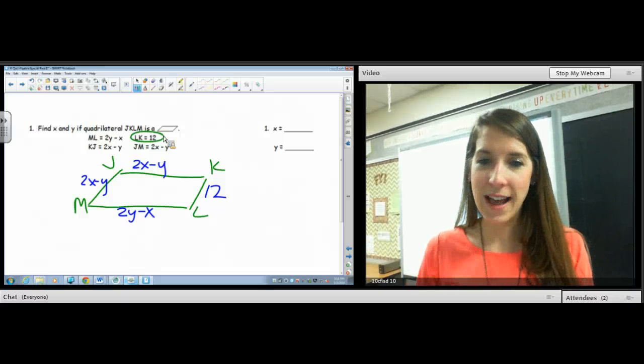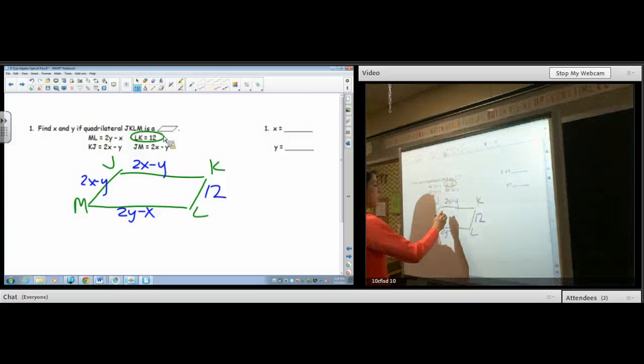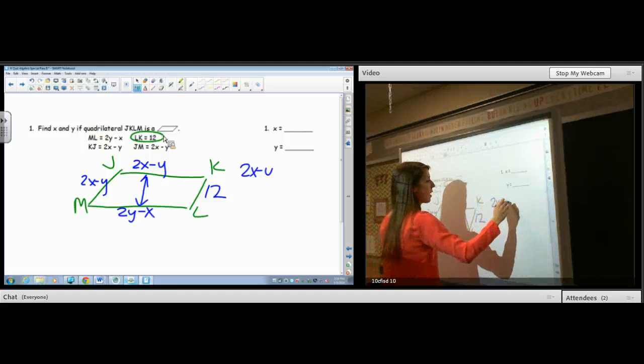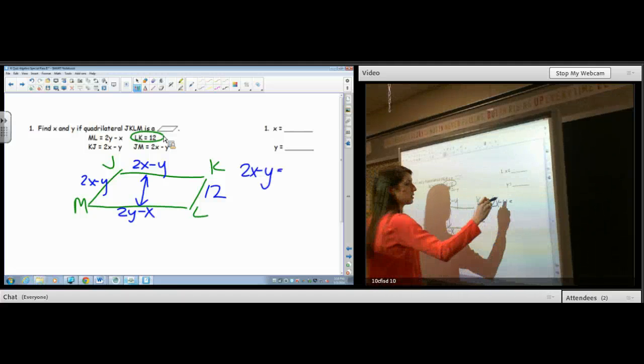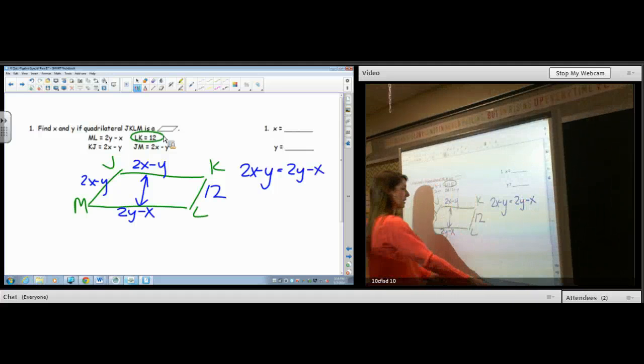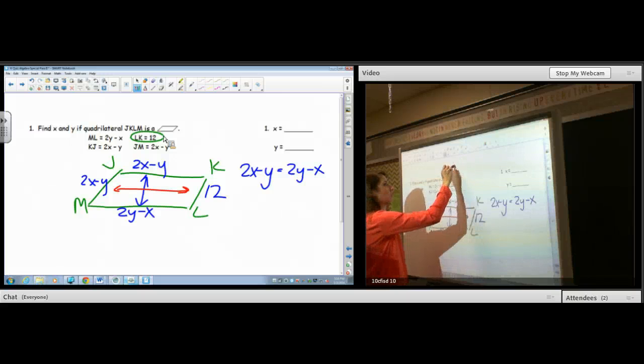But we're not looking for the sides. We're looking for x and y. So let's see what we can come up with. So I'm going to set opposite sides equal. So 2x minus y equals 2y minus x. And then I'm going to, in a different color, set my other sides equal. 2x minus y equals 12.